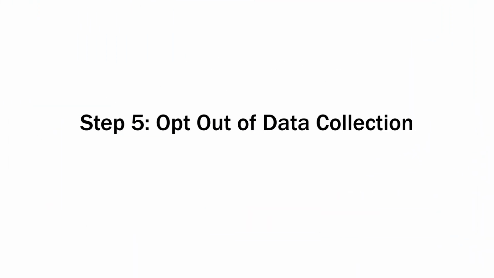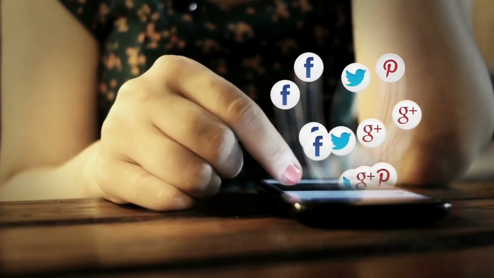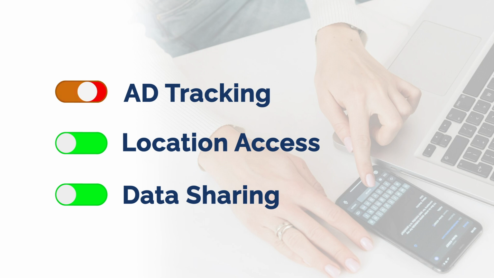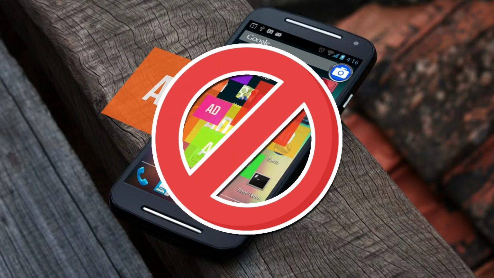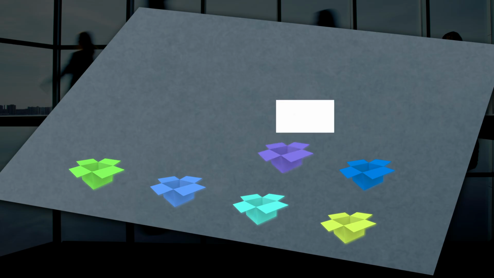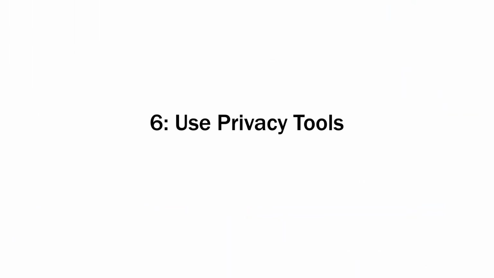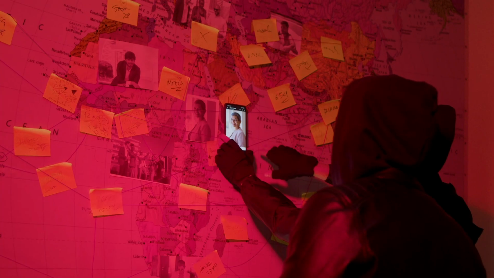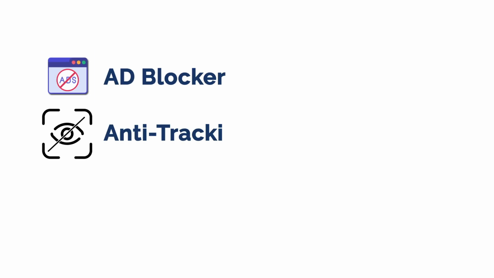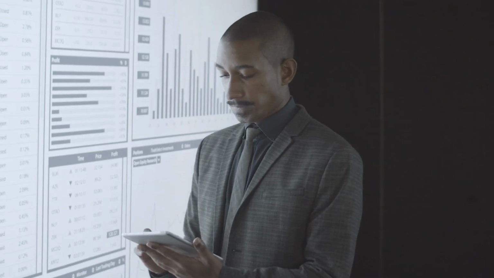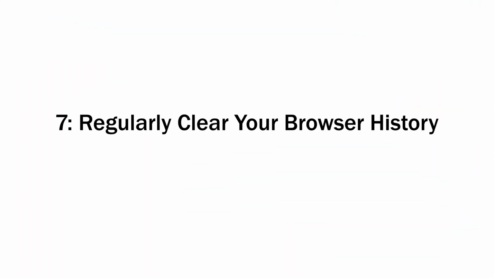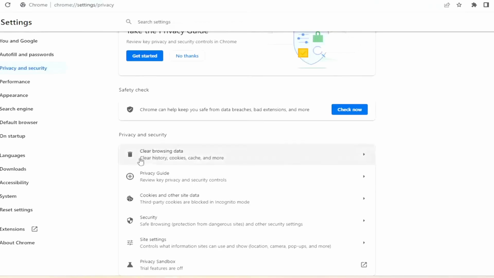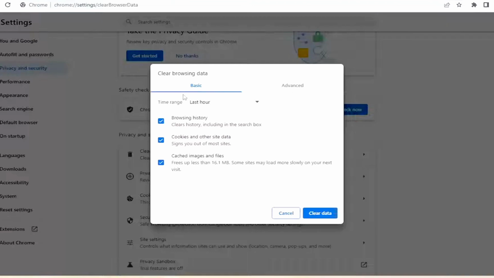Step 5. Opt out of data collection. Go to your most used apps and websites and check their privacy settings. Turn off ad tracking, location access, and data sharing. This helps reduce how much data is collected about you and stops creepy ads. Step 6. Use privacy tools. Use browser plugins or privacy software to block tracking. Install tools like ad blockers, anti-tracking extensions, or a VPN. These help protect your activity and reduce how much data websites collect. Step 7. Regularly clear your browser history. Clear your history, cache, and cookies daily to erase traces of your activity. This keeps others from seeing what you've browsed and stops websites from tracking you.